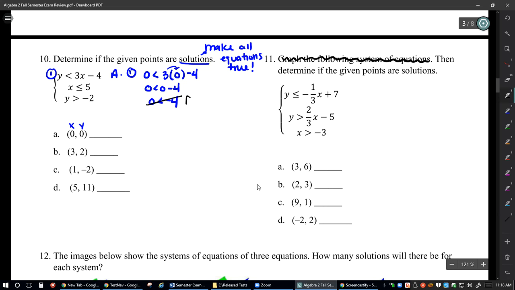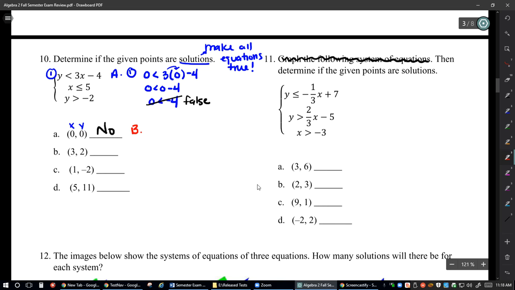This is false. So since we already came across something that was false, something that was not true, we can go ahead and say that letter A is not a solution to this system of inequalities because it has to be true for everything. And now we can move on to letter B.